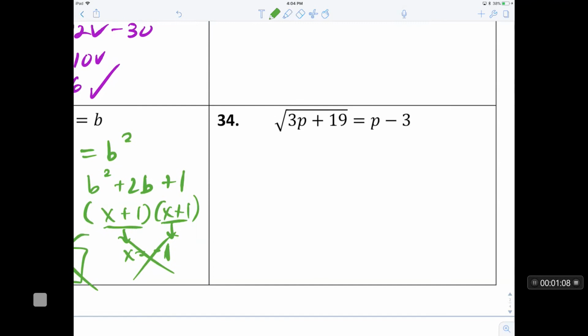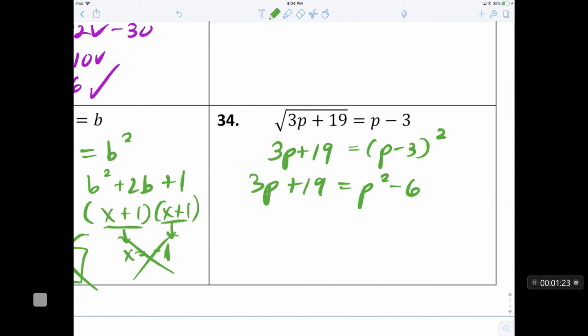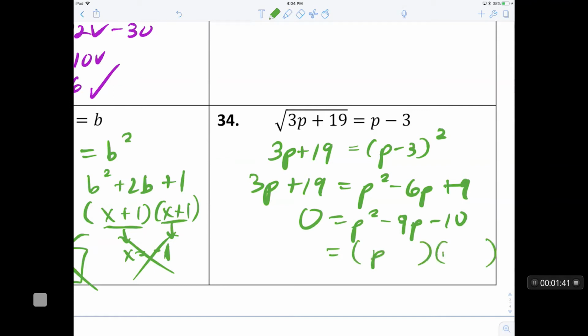Okay, let's check this last one here. I'm going to square both sides. I get 3p plus 19 is equal to p minus 3 squared. Okay, this is going to be p squared minus 6p plus 9. Set this equal to 0. I have p squared minus 9p minus 10. Can I factor this one? I get a minus 10 and plus 1. So my possible options are 10 and -1.